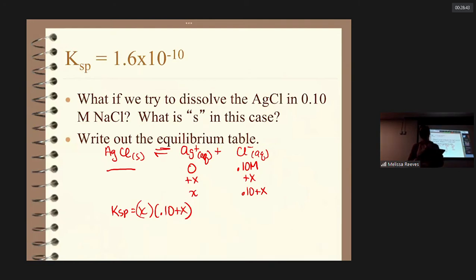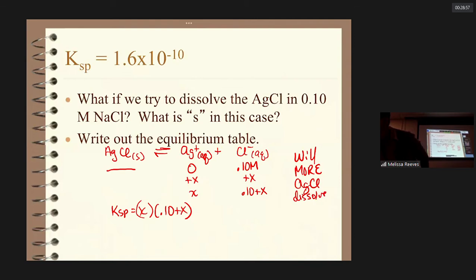Now, before we finish solving the problem, I want to ask you one question. We're just going to do predict. Will more silver chloride dissolve in salt water or less than in water? So more is A and less is B.